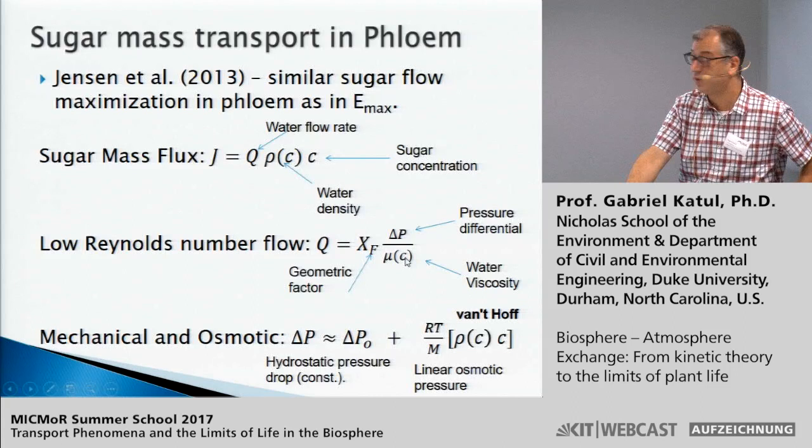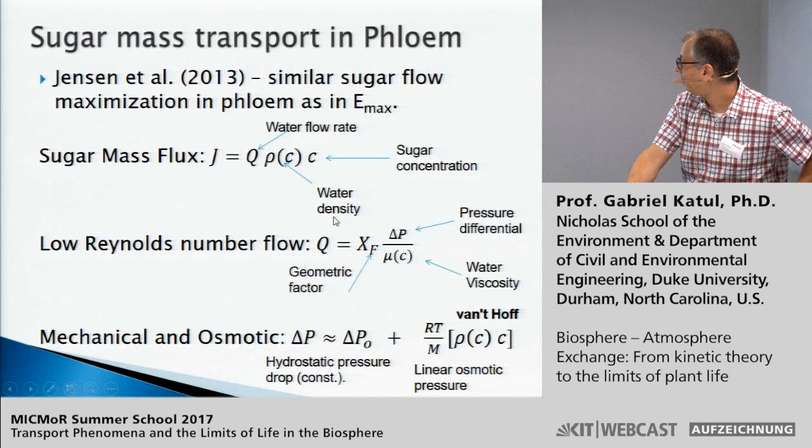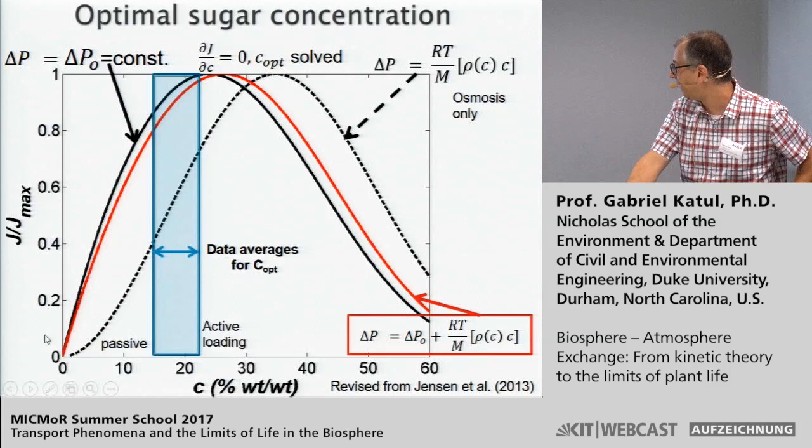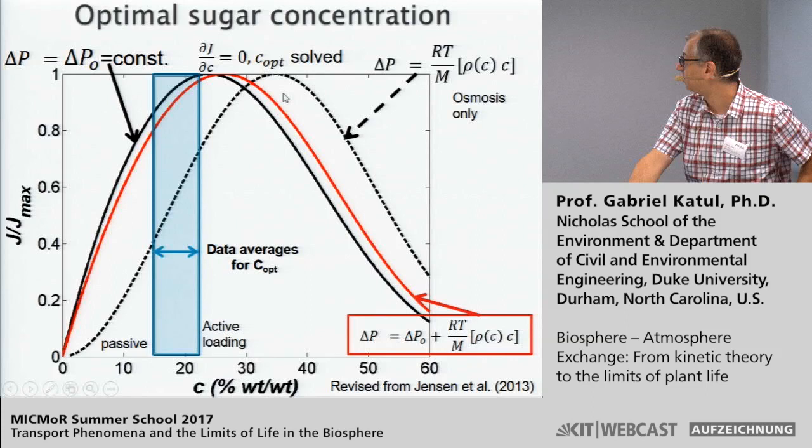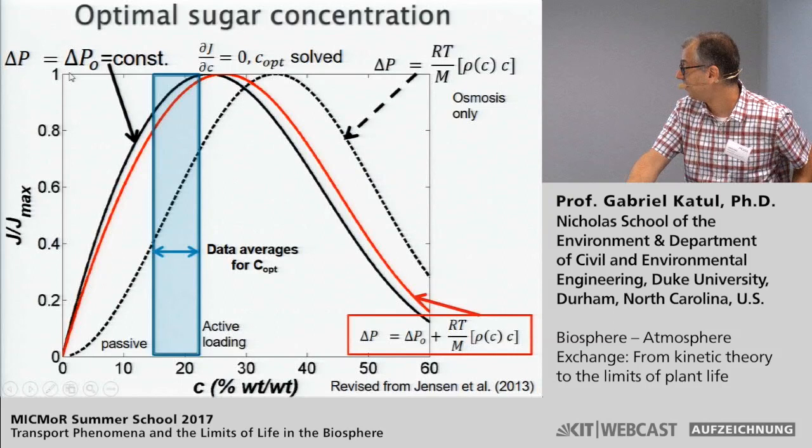So I did this calculation again, and what you find is that if you plot the sugar concentration on the x-axis, the flux normalized by its maximum value, so we're not worried about units, on the y-axis, and you look at different approximations for the pressure drop, only hydrostatic, only osmotic, or their combination, you find that, yes, sure enough, there is a local maximum. And then, of course, if the sugar concentration drops, the ability to actually transport sugars in the phloem drops very rapidly. So this is a very touchy balance.